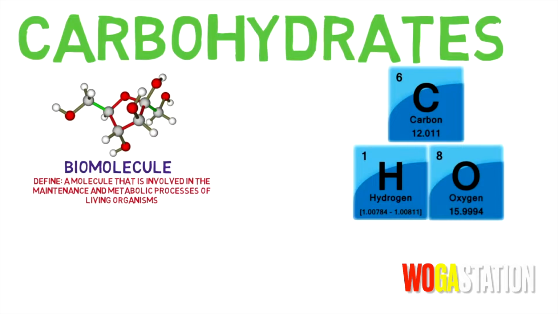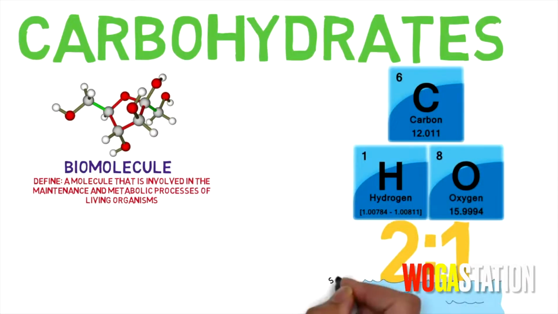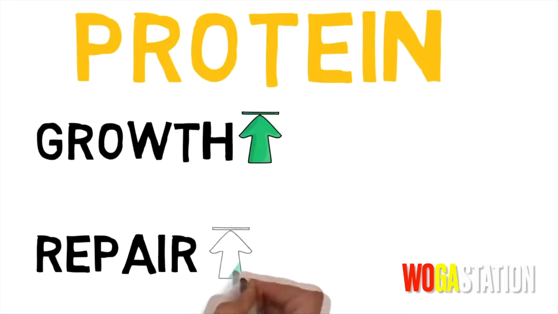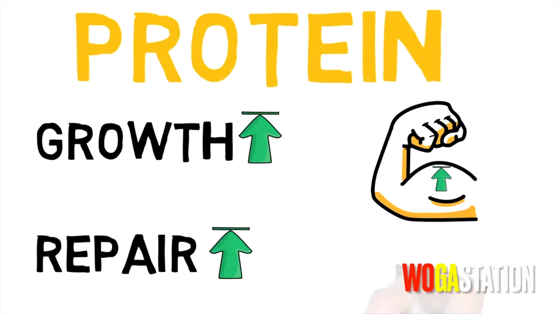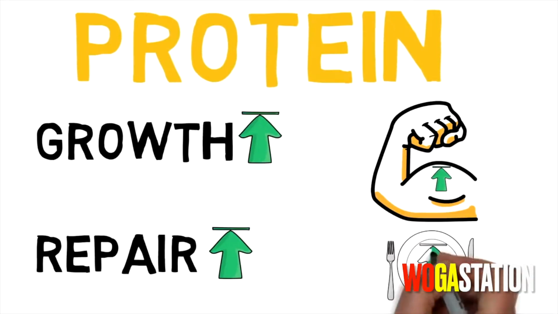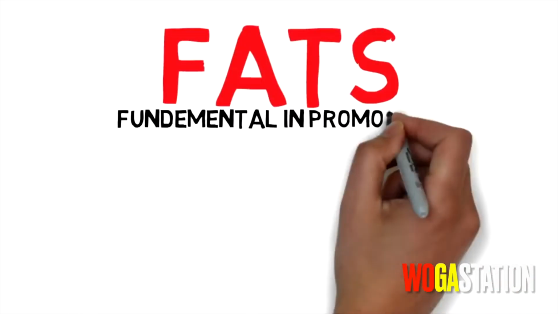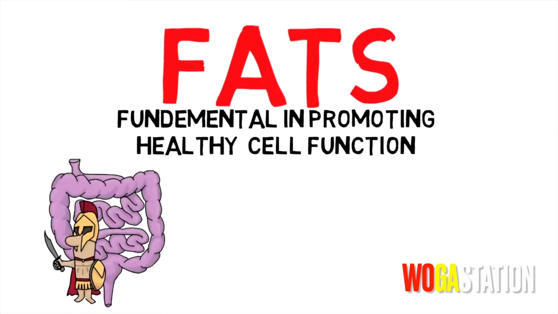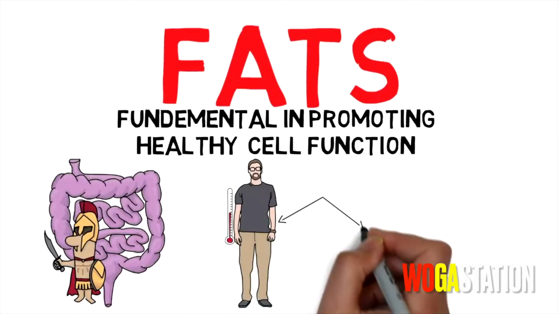So carbohydrates are the main fuel for your body. They break down into glucose and provide energy to you, while proteins are the building blocks of your body. They look after the growth and repair of your muscle tissues. Fats help in promoting healthy cell function, and at the same time have fatty acids that help the brain function properly.